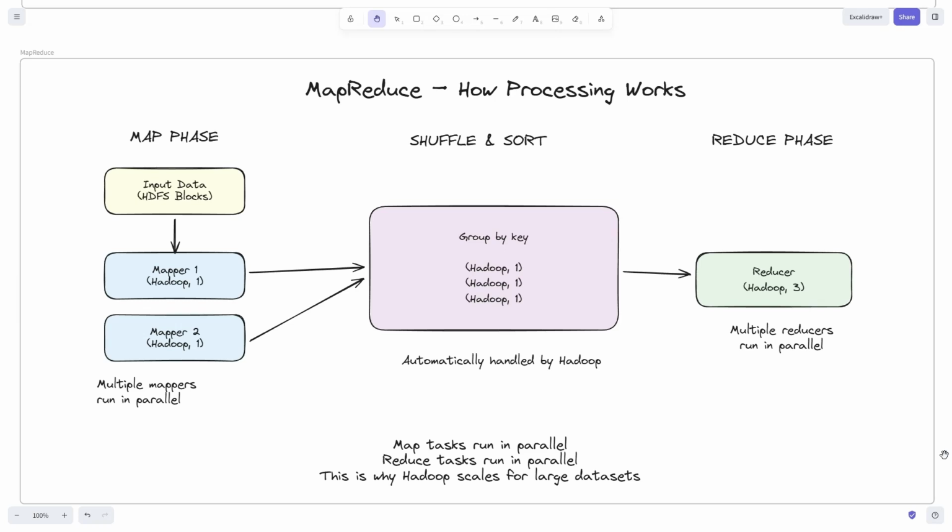Storing data is only one part of the problem. The next challenge is processing large amounts of data efficiently. Processing everything on a single machine is slow. Hadoop solves this using parallel processing called MapReduce.